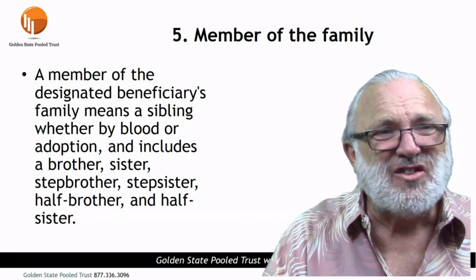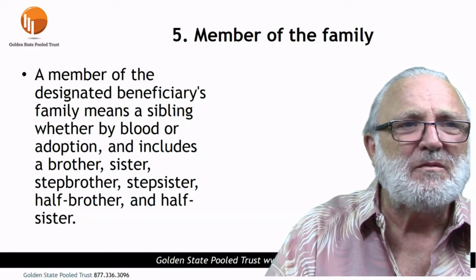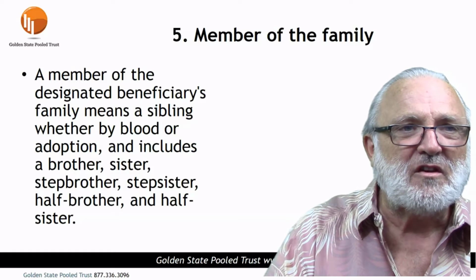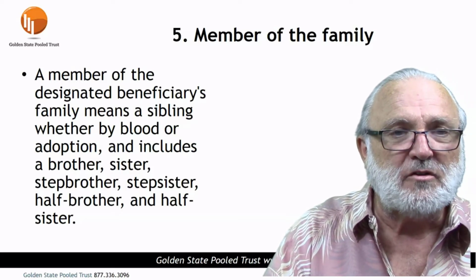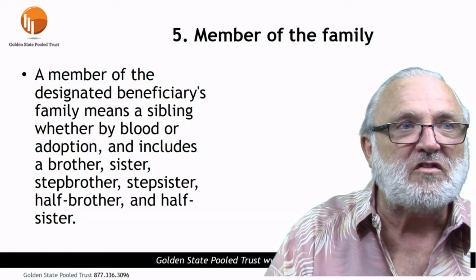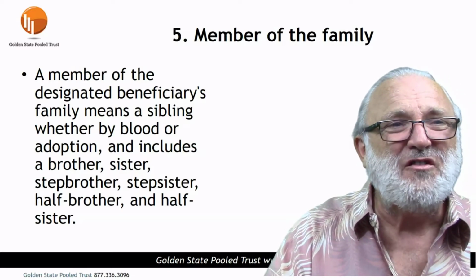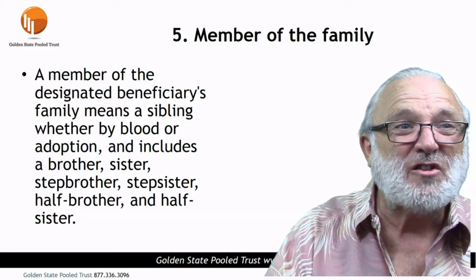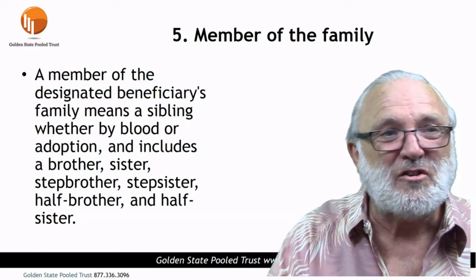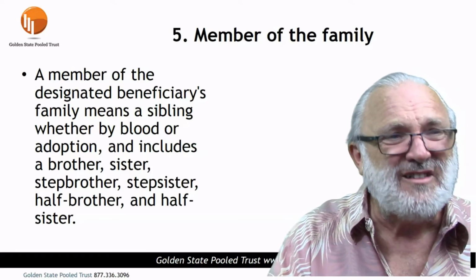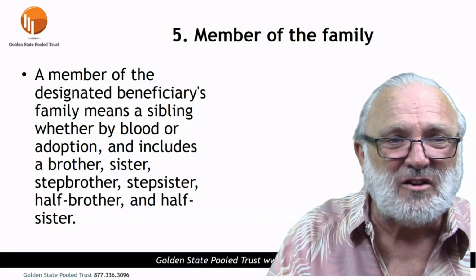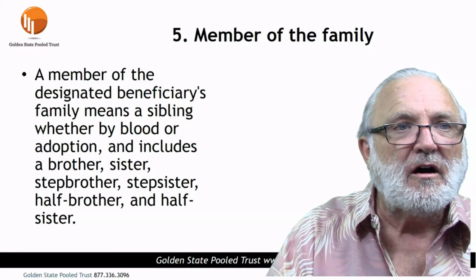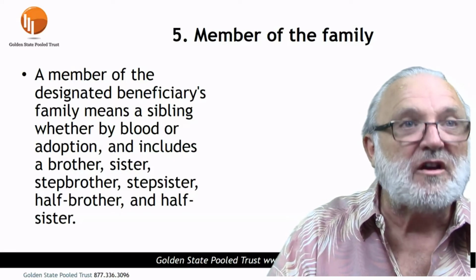Now, we're going to see later that you can make transfers if you have a family member that's disabled and still was disabled before the age of 26. But when they're defining family, as we'll see later, that means a sibling, whether by blood or adoption, and that includes a brother, sister, stepbrother, stepsister, half-brother, or half-sister. When we get into this further, notice it doesn't say child, it doesn't say spouse, it doesn't say parent. It's strictly for siblings for this transfer that we'll see later.